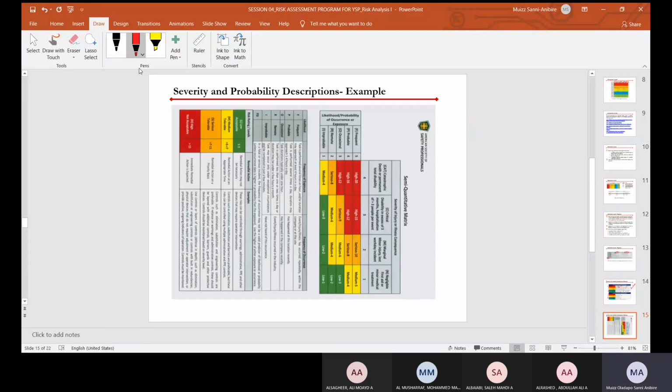Now, this is also an example which is very useful. That is kind of inverted in this slide.